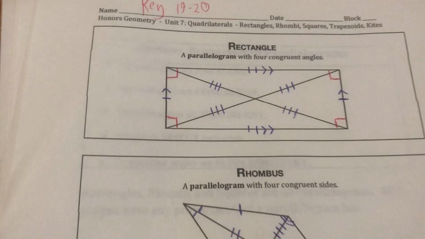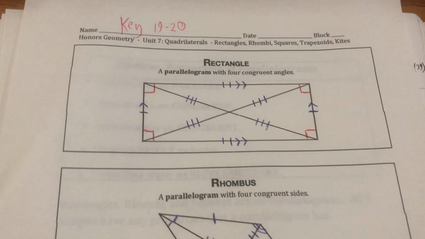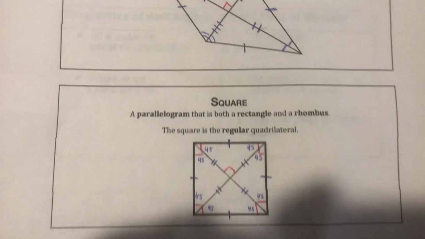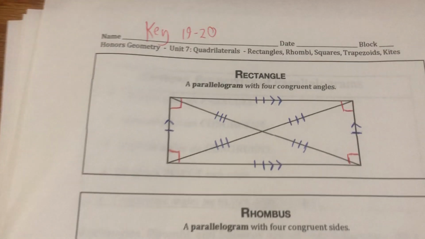So we're talking about quadrilaterals here. We're going to start off with three special types of parallelograms. We've got the rectangle, the rhombus, and the square. Just starting to focus on the rectangle.